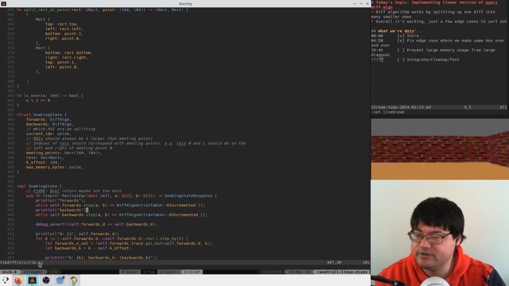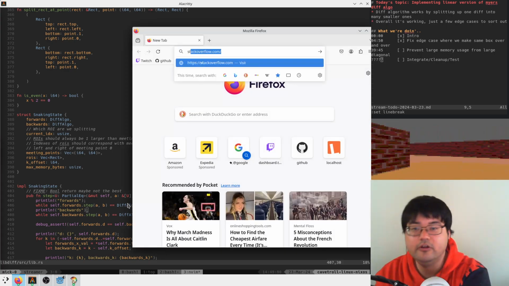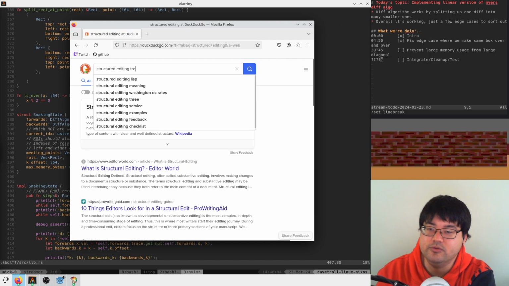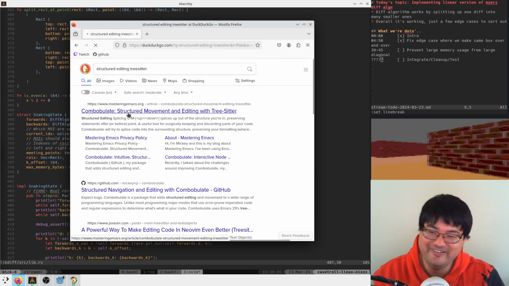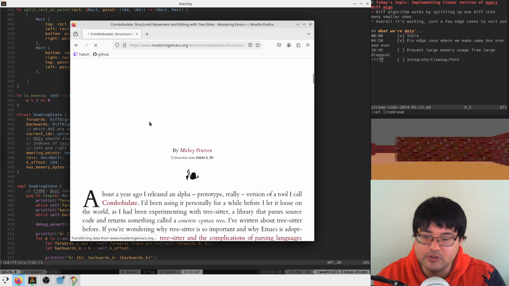Structured editing with tree sitter is nice too. What's structured editing? Structured editing. Tree sitter. Structured movement and editing with tree sitter. Is this what you're talking about?